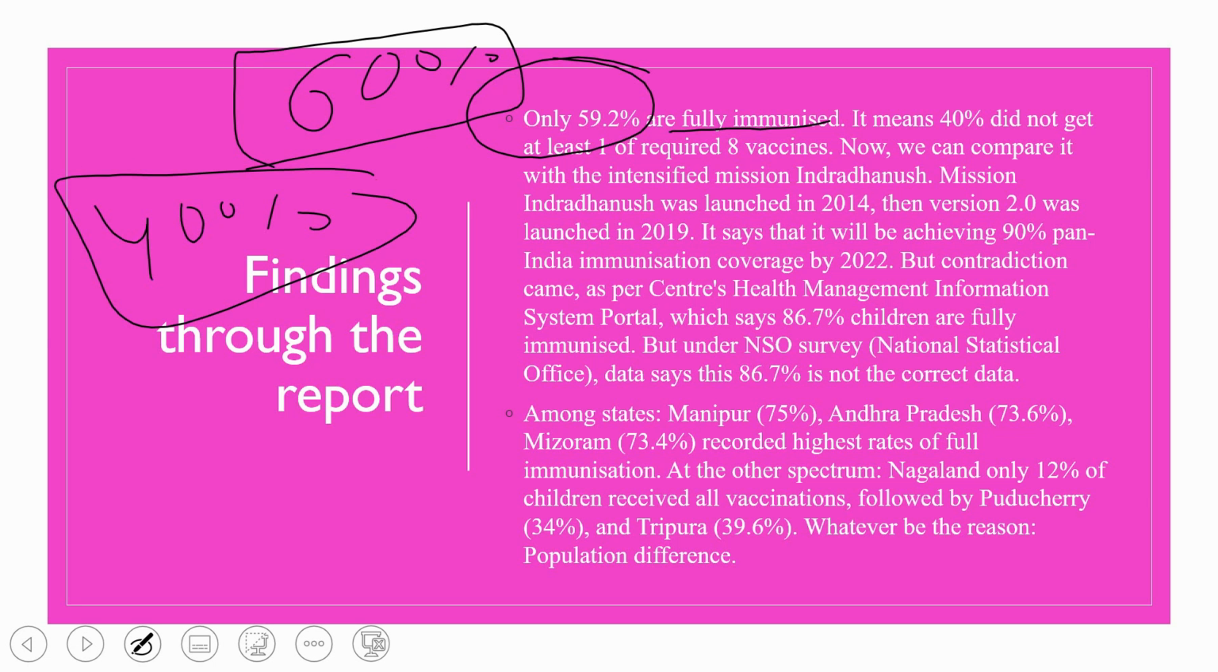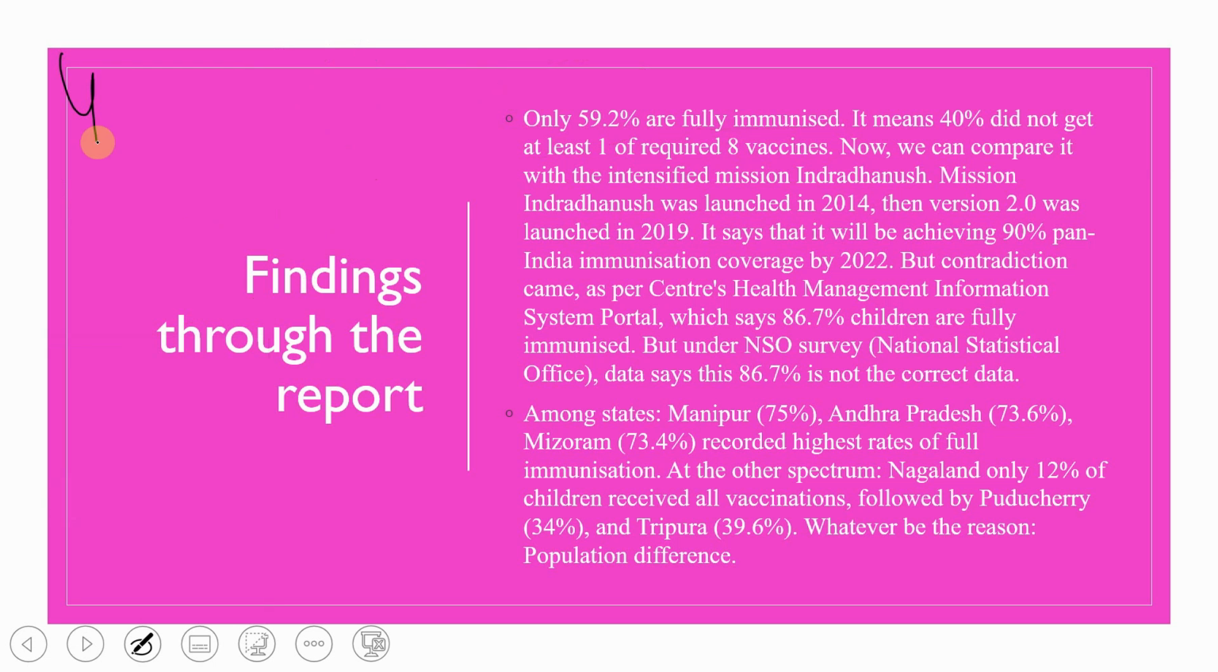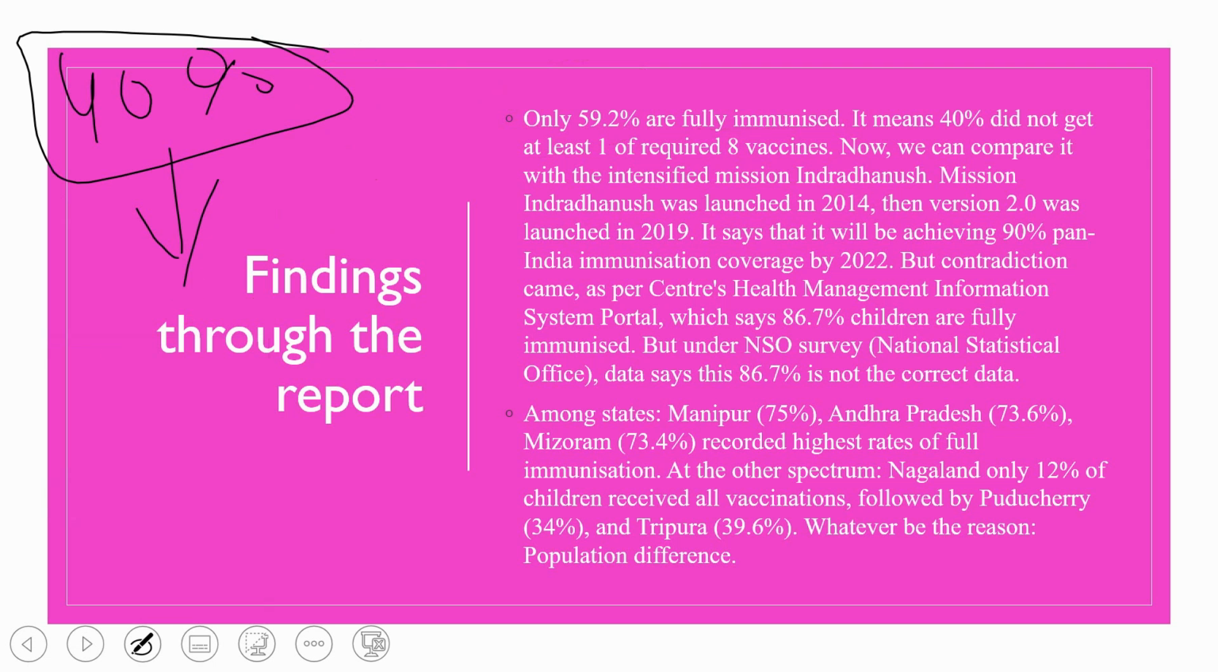It means that the 40% of children have got at least 1 vaccine. It is not like the child has received 7 vaccines and missed 1 vaccine. No, it includes that a child either will have received only 1 vaccine out of 8 or 7 vaccines out of 8. Okay, so see how critical this situation is, that out of all the children, we have 40% children who are not fully immunized.